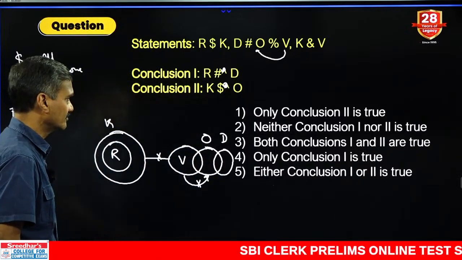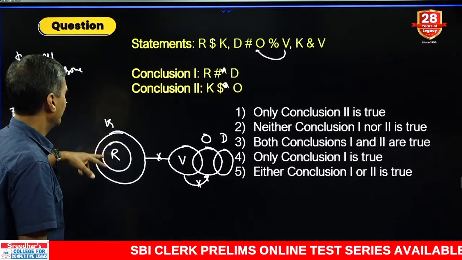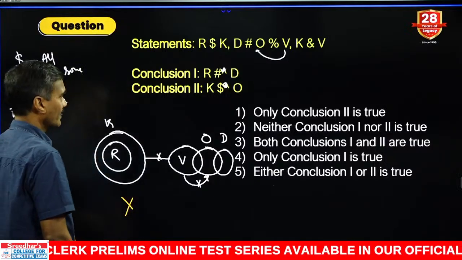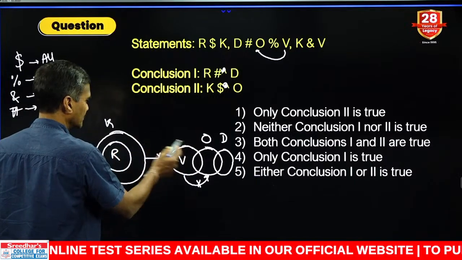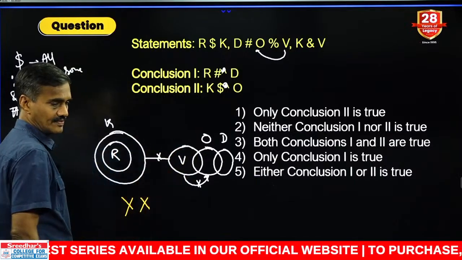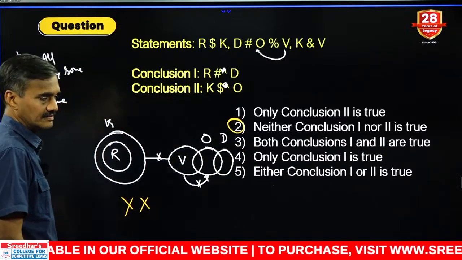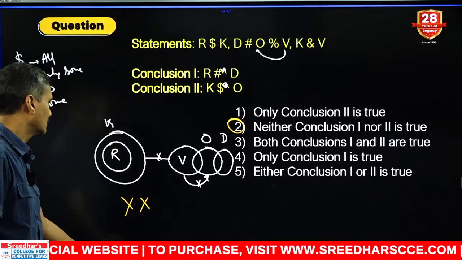And what is the first conclusion we have? R hash, some R are D. R is here, D is here, no intersection between these two, that is false. Second one, K dollar, all K are O. K is here, O is here, no intersection, that is false. So what is your answer? Neither one nor two. Choice 2, question number 9. Clear? Question number 9, it is choice 2.